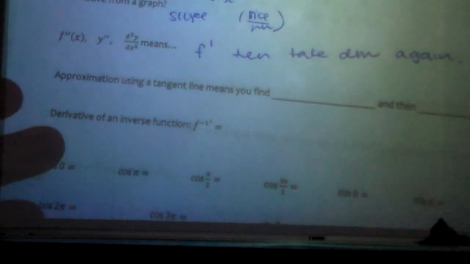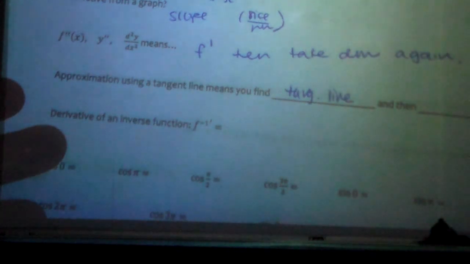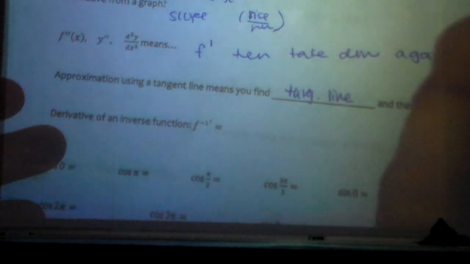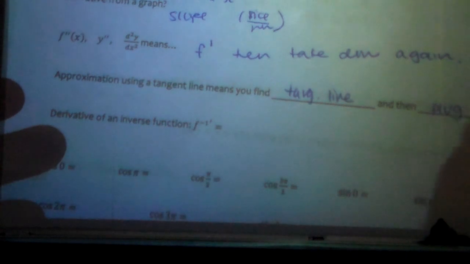If I want to approximate something using a tangent line, first you have to find the tangent line equation. And then once I have the tangent line, you plug that value into the tangent line. Derivative of the inverse, so f inverse prime is just 1 over f prime of f inverse.